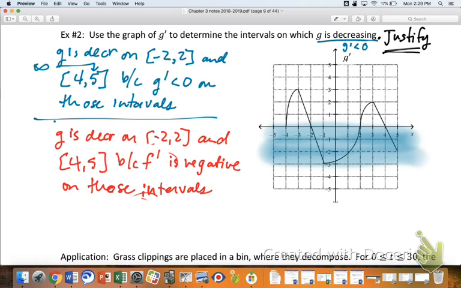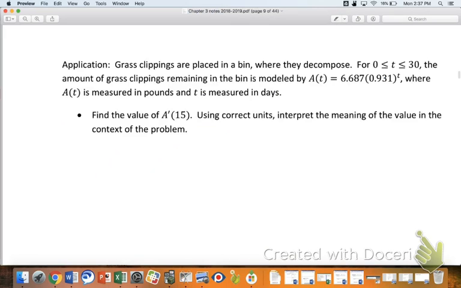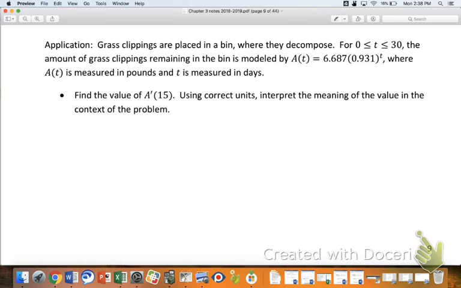I think we got an application next. Is that right? Application. Here we go. Yes. Okay, grass clippings. This is actually an old AP question, and the calculator is definitely active. So grab your calculator. Yeah, calculator definitely active here. Sorry I didn't put that.